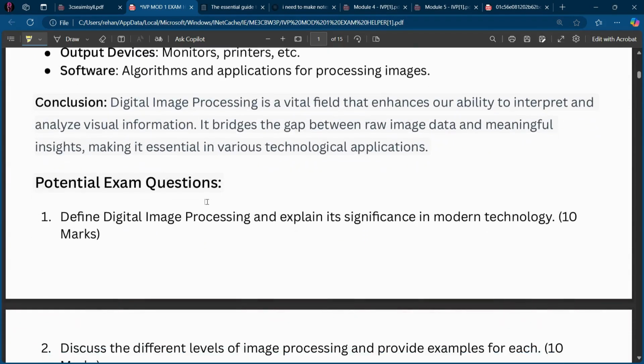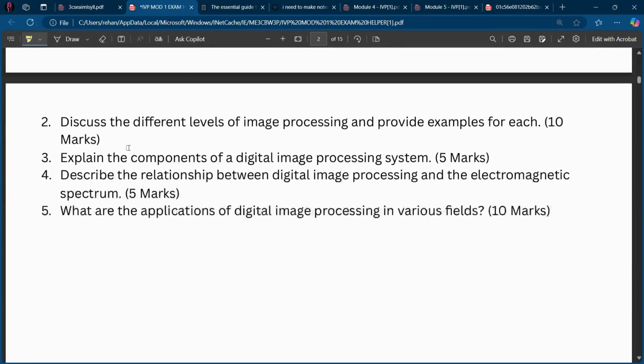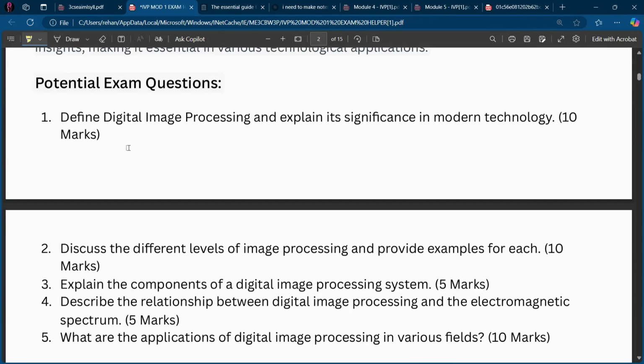You can see what kind of questions can be asked, since they have not asked any questions, nor given any model. So these are the questions. We'll move on to examples of fields that use digital image processing.